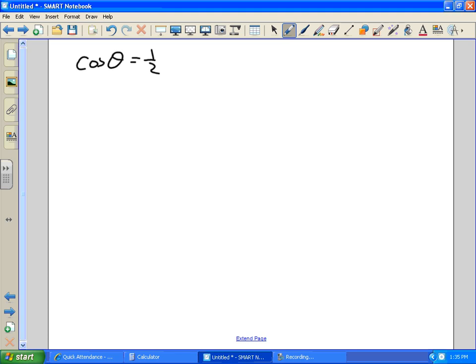Let's solve the easiest ones. The cosine of theta equals a half. What you're asking is, where on the unit circle is the cosine a half? Pi over 3. So theta is equal to pi over 3. Is there anywhere else? Yes, 5 pi over 3. There's usually more than one answer.